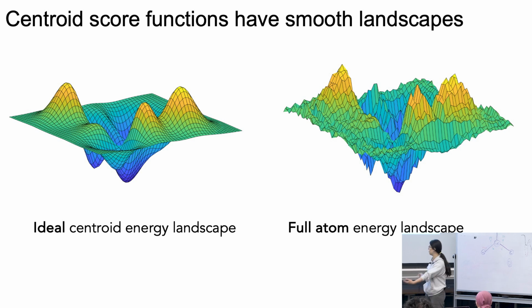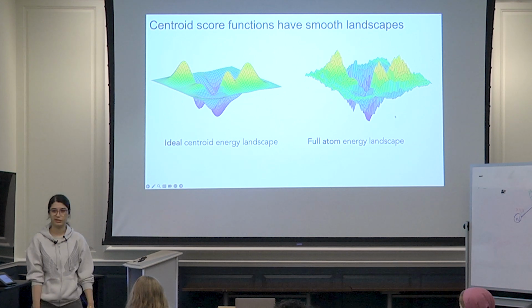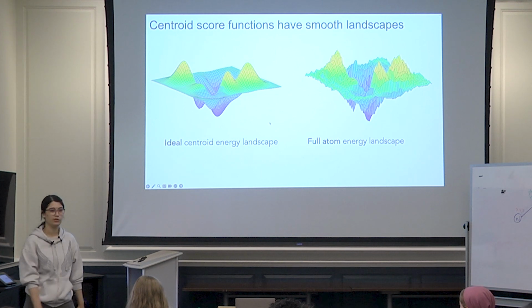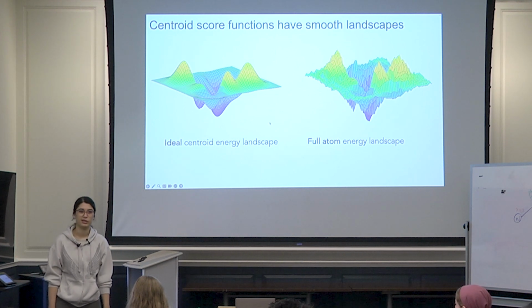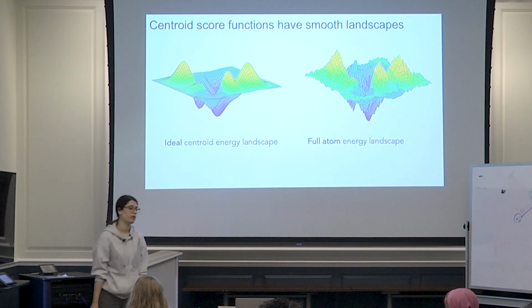So, I mean, these two pictures look different, right? What's the difference? The explanation that we have is they tell you the same story, but the full atom energy landscape is giving you all the details, whereas the ideal centroid energy landscape is giving you sort of the gist of it, but perhaps it's quicker, the search is smoother.